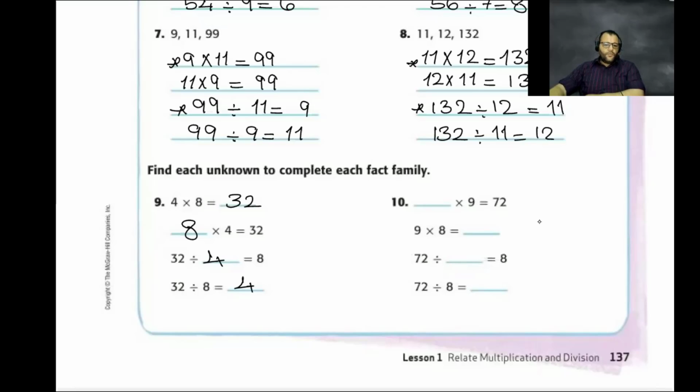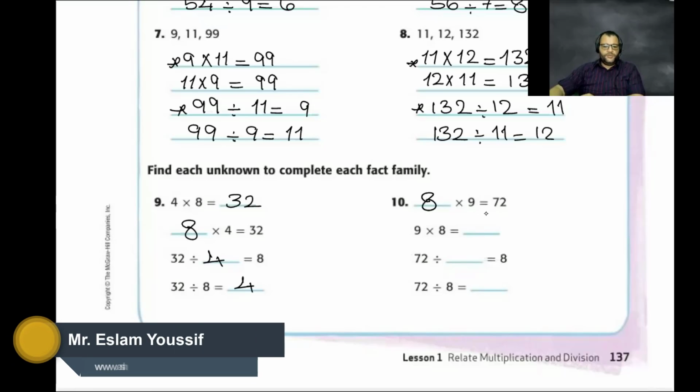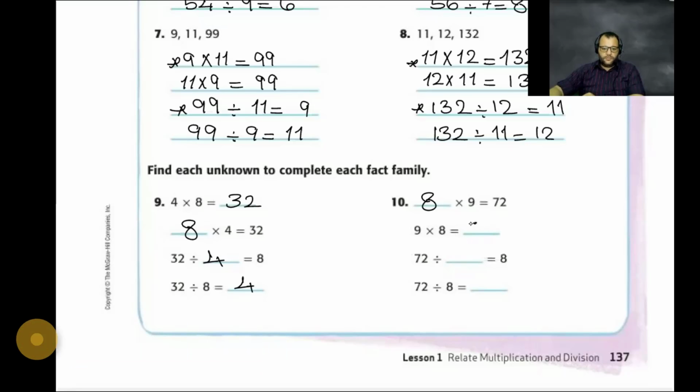So Sammy will solve with me question number 10. Okay, question number 10. 8 times 9 is 72. 9 times 8 is 72. Yes. 72 divided by 9 is 8. And 72 divided by 8 is 9.